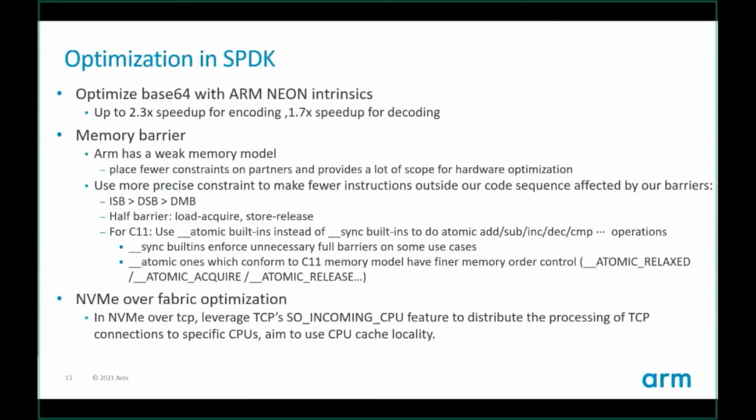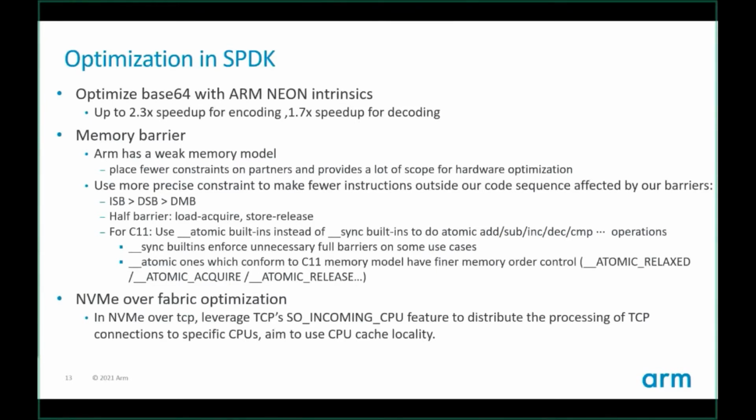For instance, if we just want to ensure the memory access is in order, DMB is enough. And there is also a half barrier, load acquire and store release, which can be used to further relax the barrier. And besides, we can replace the sync built-ins like sync fetch and add with the atomic built-ins, or just use atomic functions provided in C11 to remove some unnecessary full barriers. Actually, they are used in SPDK and widely used in DPDK. Now, DPDK has adopted the C11 memory model to develop robust code that performs best on all supported architectures.